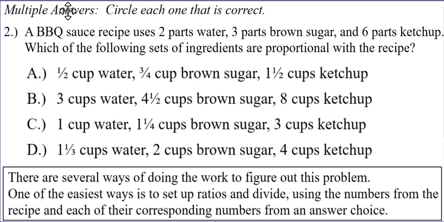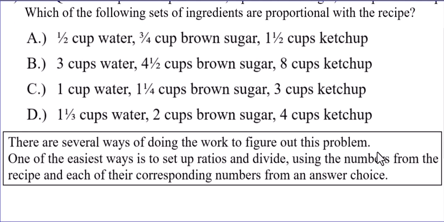Okay, problem number 2. Again, multiple answers. So that means there's probably going to be more than one that are going to be correct. A barbecue sauce recipe uses 2 parts water, 3 parts brown sugar, and 6 parts ketchup. Whoa! We got a 3-part ratio, which means setting up one fraction and dividing is not going to work. Okay, let's keep reading. Which of the following sets of ingredients are proportional with the recipe? And you can see what these choices are.